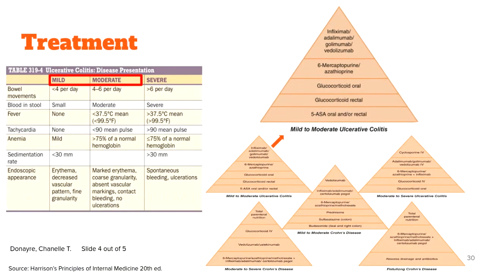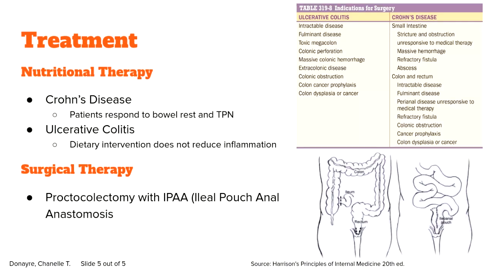Okay po. For the nutritional therapy in Crohn's disease, the patient responds well to bowel rest and total parenteral nutrition. However, in ulcerative colitis, the inflammation is not reduced with dietary interventions. For surgical therapy, the choice would be proctocolectomy with ileal pouch anal anastomosis or IPAA. So here, we remove the whole colon and the rectum.